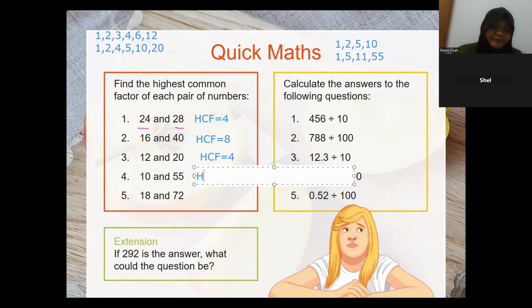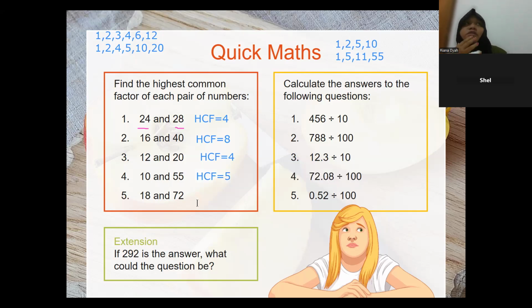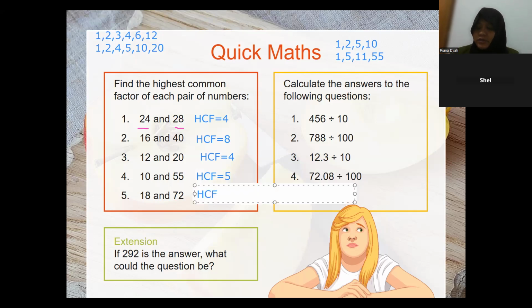Now number 5. Is it 18 for number 5? 18, 72. Let's see. Yes, correct. It's 18.